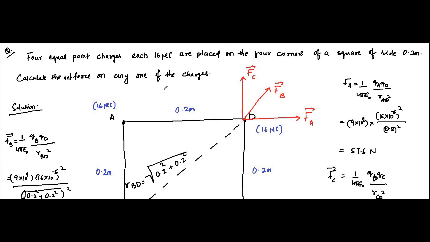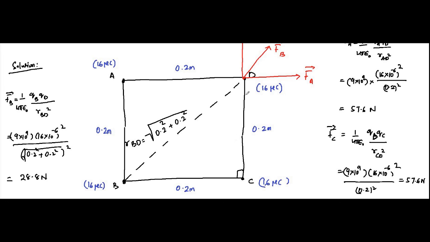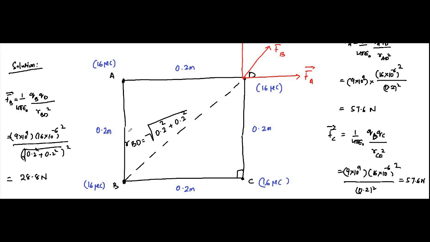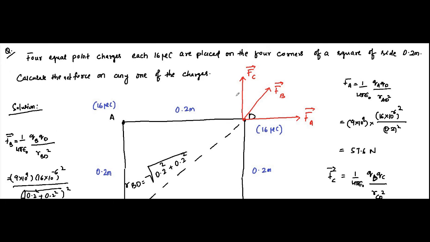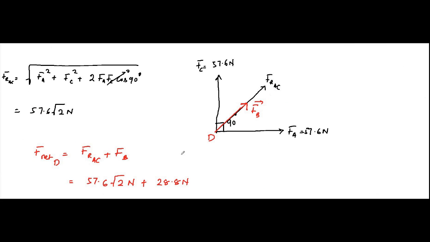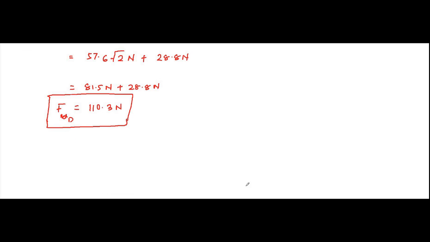It was given that we have to pick any one corner of the square and find the net force, the total force acting because of the other charges. So we picked corner D. We found the forces of interaction between the charge placed at D and all the other corners, between A and D, B and D, C and D. These were the forces and their respective directions. Then we found the resultant of FA and FC. It was in the same direction as FB, so we simply added them together and got the result.